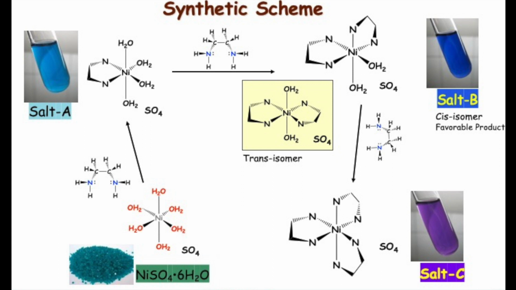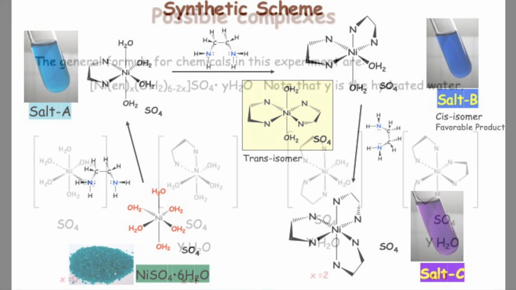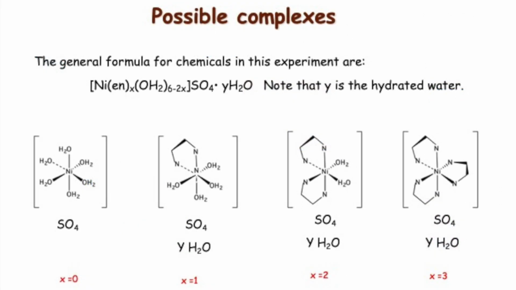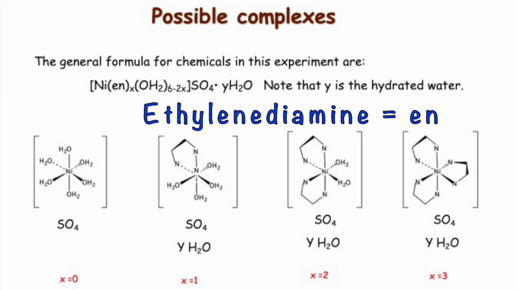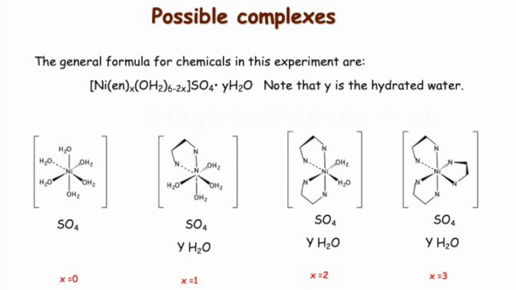And these are the possible salts. Okay, and so this is the general formula up here. It tells you that you have ethylenediamine. We don't write ethylenediamine as a whole word. We abbreviate it as EN. EN represents this guy right here. Again, because we're lazy. You just have to sort of remember that.